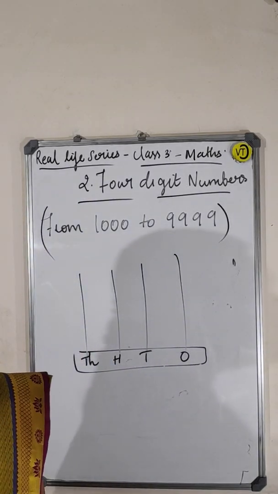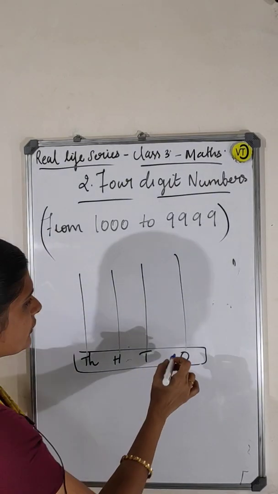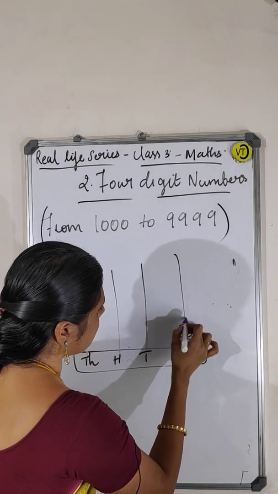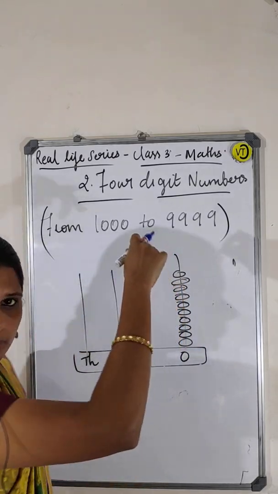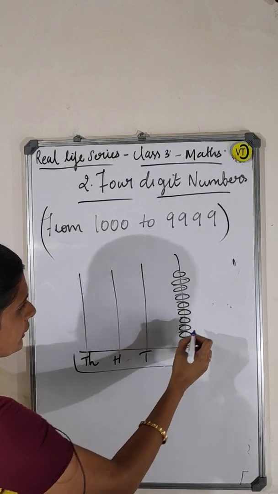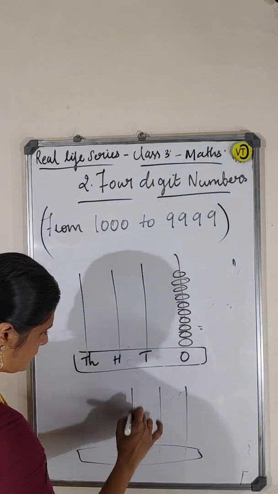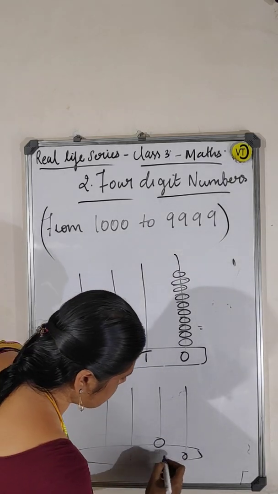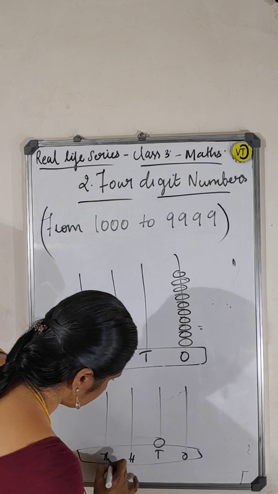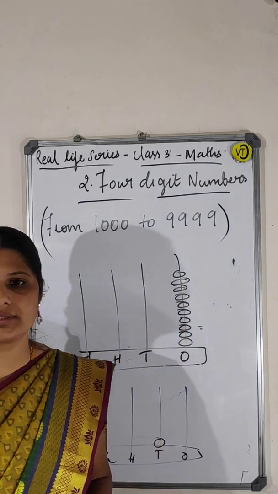Now I told you 10 ones is equal to what? 1 ten. Instead of keeping 10 beads, that is very same as one bead if I keep. Ones, tens, hundreds, thousands. It's very same. So 10 ones is equal to 1 tens. Okay.